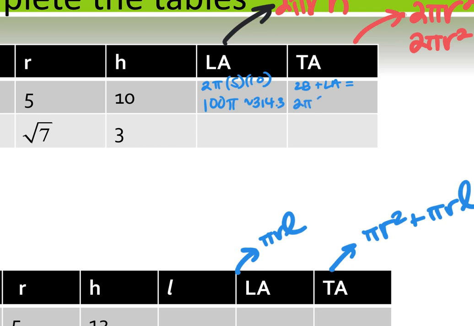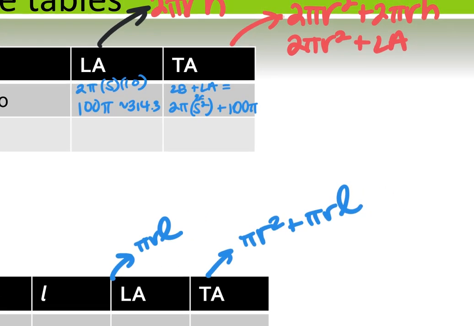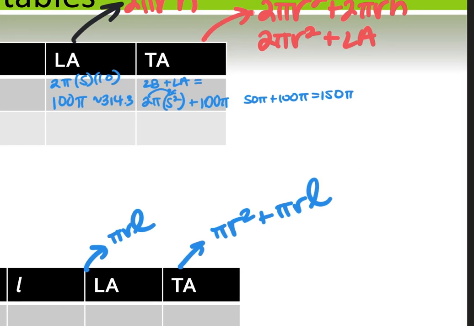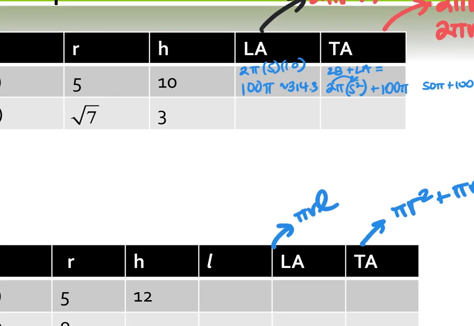Then the total area would be 2 times the base area plus the lateral area, or 2 pi r squared plus the lateral area, 100 pi. So 25 times 2 is 50 pi, plus 100 pi, 150 pi. And 150 pi is 471.2.